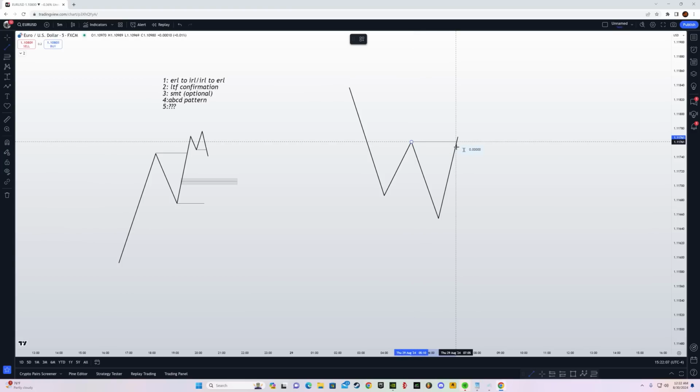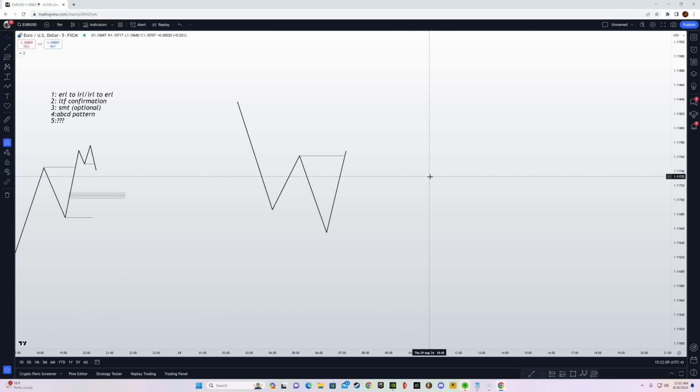All right. Now, just to give you a different thing, this is what ABC pattern looks like. So we have A, B, C, right? There are two types of liquidity sweeps. This is A, B, C, D, and this is A, B, C. Now this one is a low probability liquidity sweep.